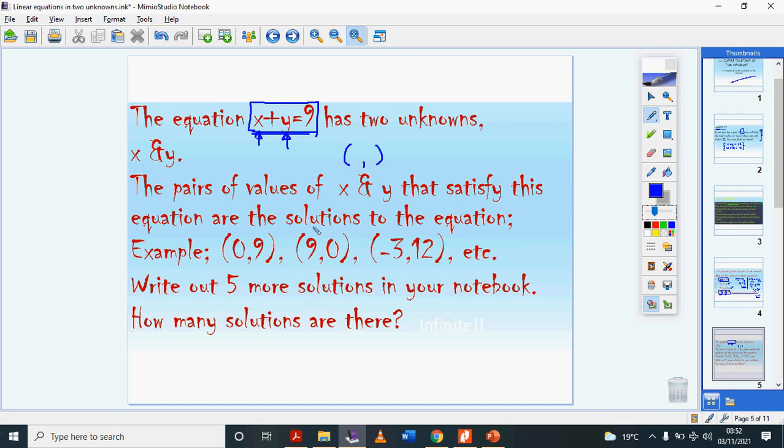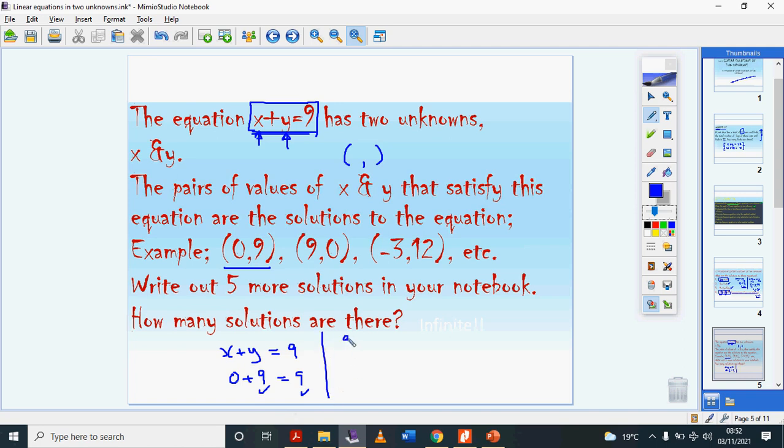So some of the solutions to this equation are x is 0 and y is 9, and I'll show you why it's a solution. Because if x plus y is equal to 9, then if x is 0 and y is 9, I hope you can see that you have 9 is equal to 9 on both sides. So that's a solution to that equation, right?